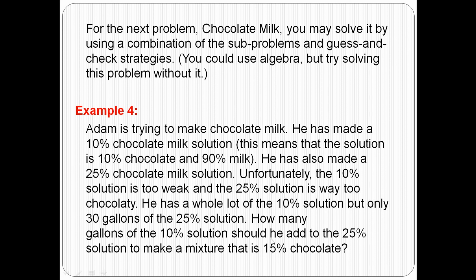They also told us that he has 30 gallons of the 25% solution. So this is the cap for us. This is what he had. They didn't tell us how much he has of the 10% solution, meaning we can keep adding to this solution until we get our satisfied 15%. And that's why they told us we can use the guess and check strategy. So let's see how we can do it.